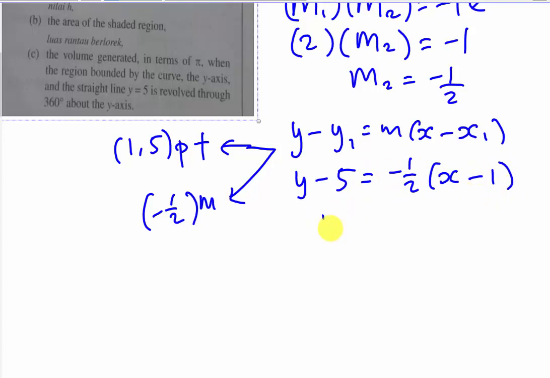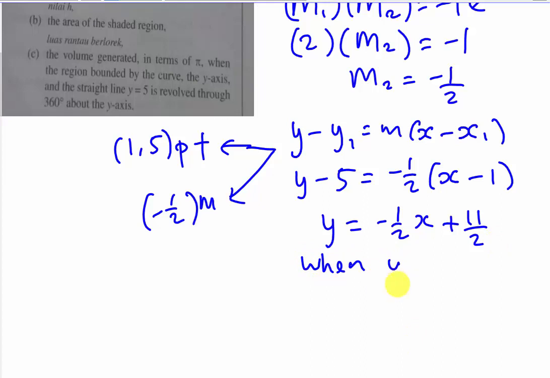Alright, I just solved this one. I will get y equals to negative half x plus half plus 5 plus 11 over 2. Alright, then I want to find the h value. H value is on the x-intercept, so when y equals to 0, you just remember whatever thing on the x-intercept, y will equal to 0.